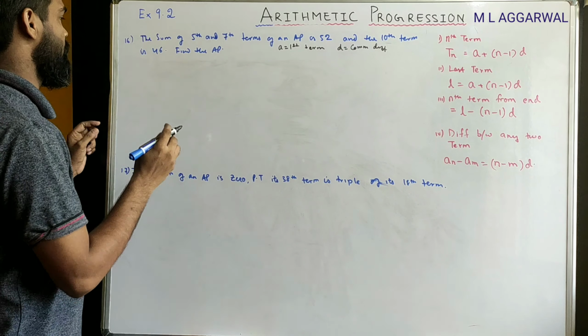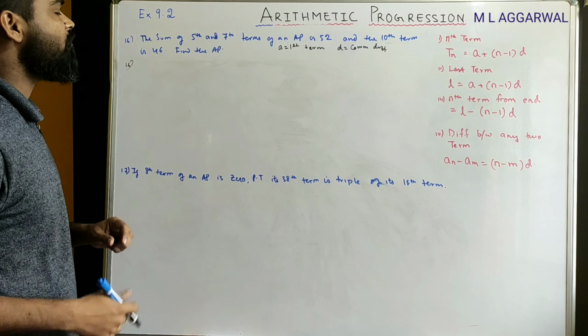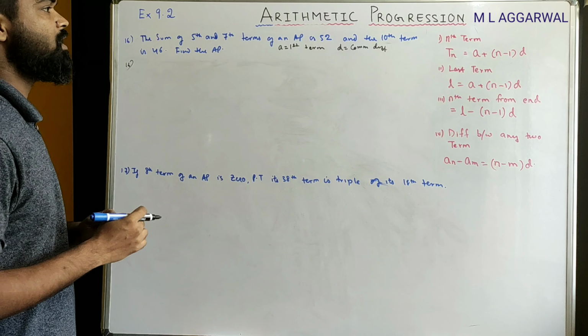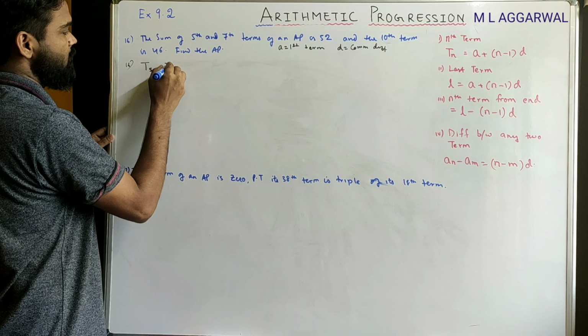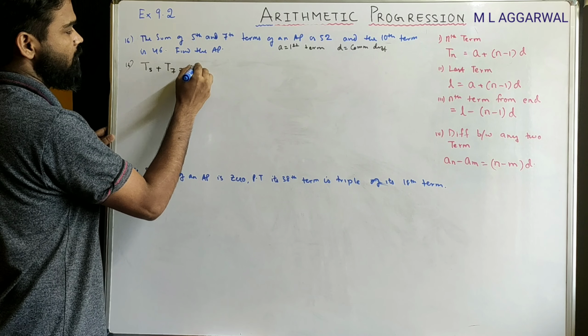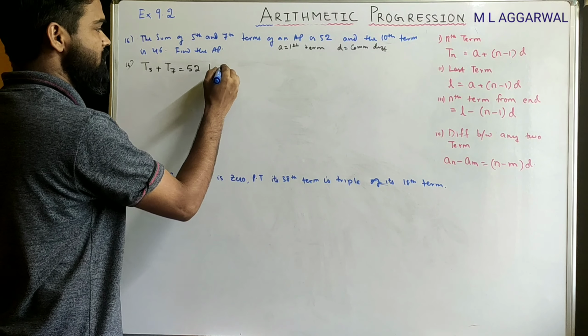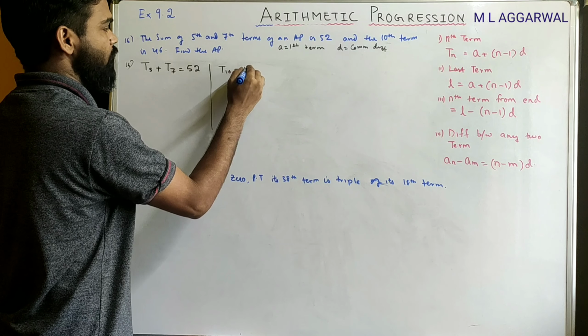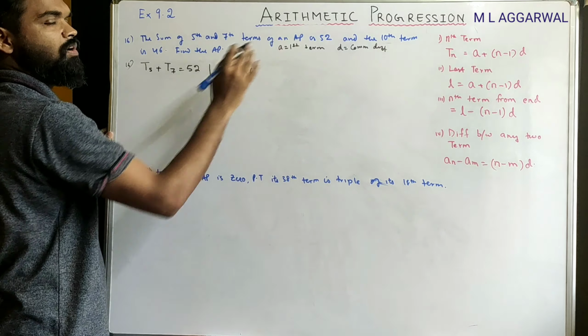Now let us look at the next sum. Now look at this sum, number 16. Very easy. The sum of 5th and 7th term of an AP is 52. So they have given T5 plus T7 is 52 and the 10th term is 46. So T10 is 46. Find the AP. I've taken a as the first term and d as the common difference.